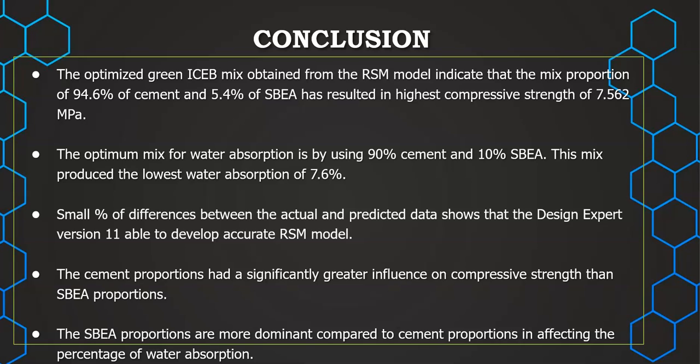And number 4, the cement proportion had significantly greater influence on compressive strength than the SBEA proportion. And the last one, the SBEA proportion is more dominant compared to the cement proportion in affecting the percentage of water absorption.